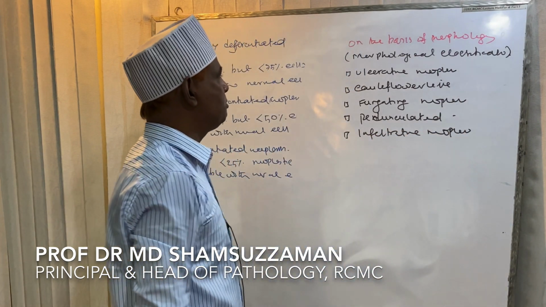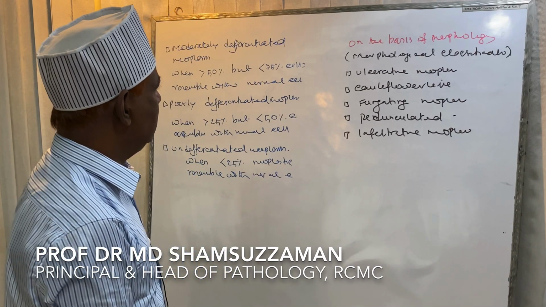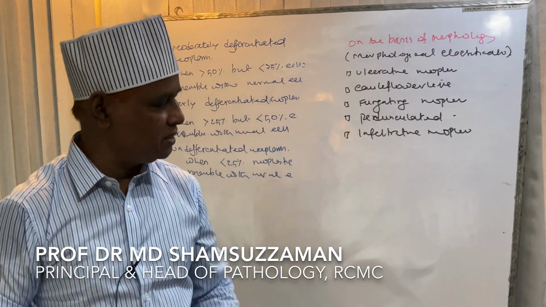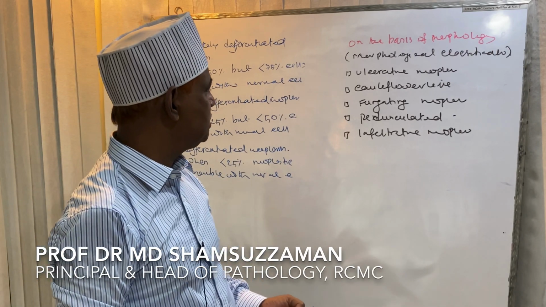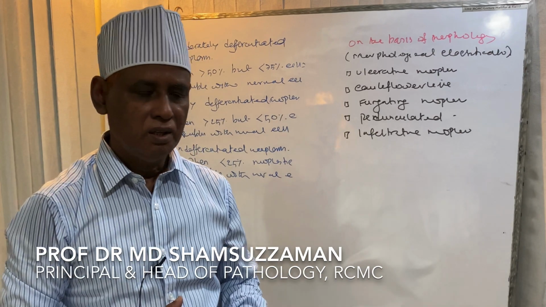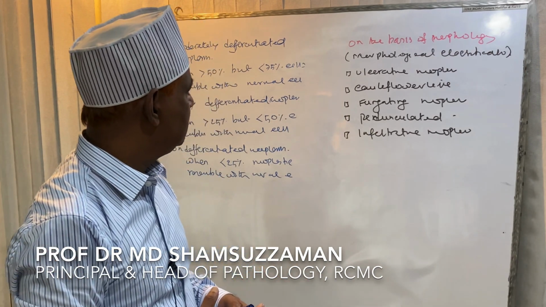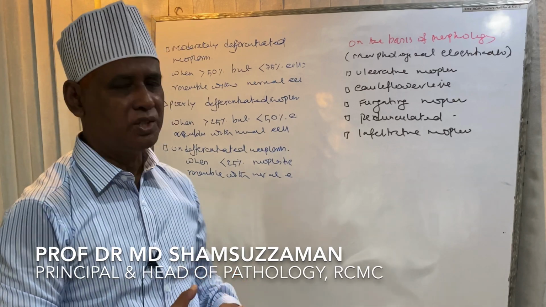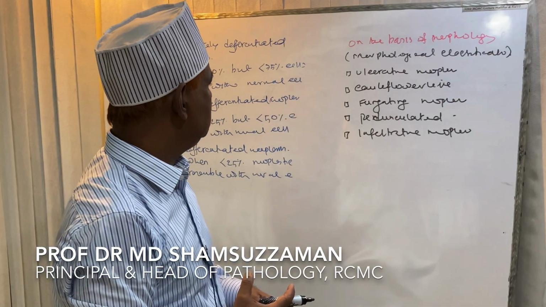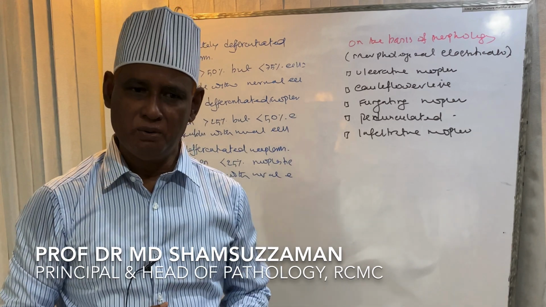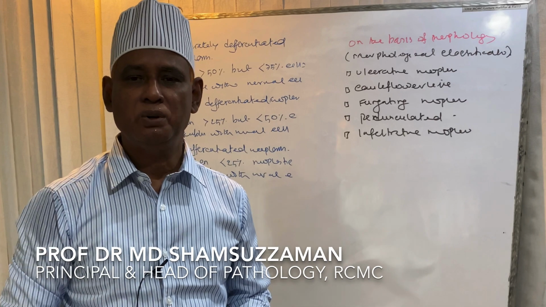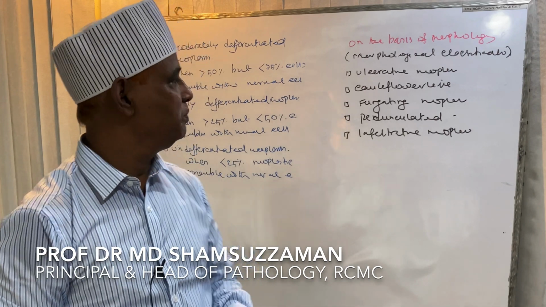On the basis of morphology, it is ulcerative when there are ulcerations on the surface of the neoplasm. When the surface looks like cauliflower, it is called cauliflower-like. If there is fungus on the surface, it is called fungating. If there is a peduncle, it is called pedunculated, but if it infiltrates the tissue, it is called infiltrative neoplasm.